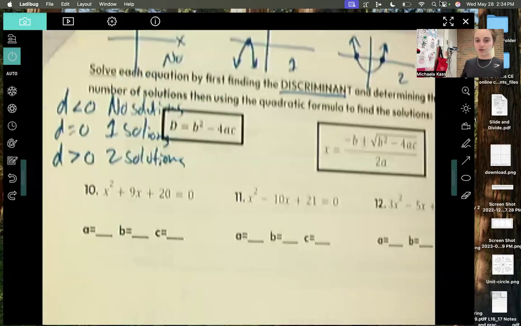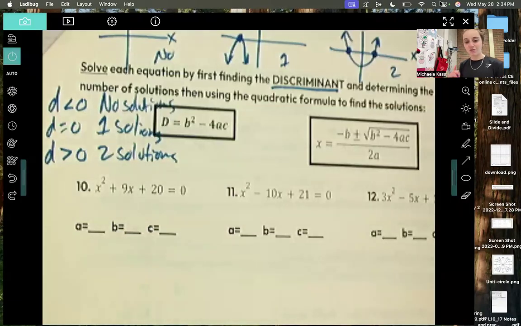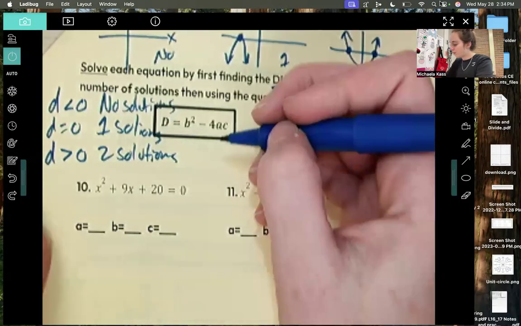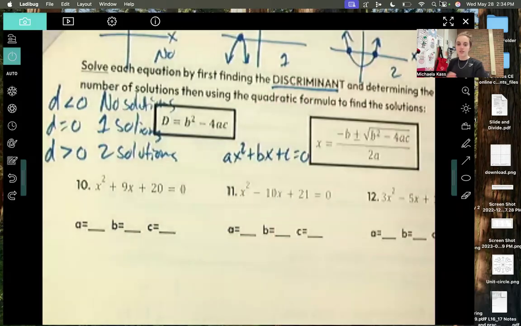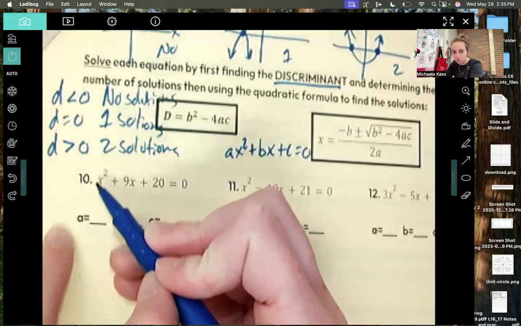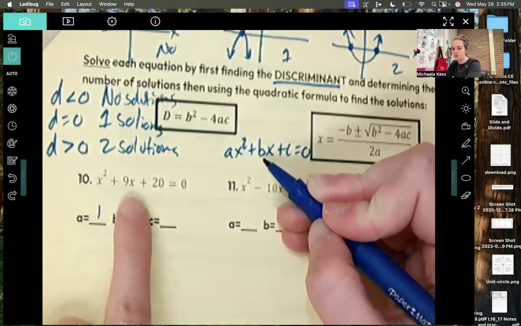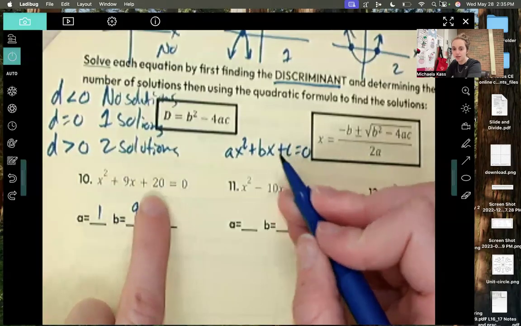All right, let's go ahead and try our first problem. First step has to be set equal to 0. Check. Second step, identify A, B, and C. Now, if you have no clue what A, B, and C are, you might want to write down the standard form for a quadratic. It looks like this. A, B, and C will never have variables. Okay, they are just the numbers attached to the variables. So A is the number attached to x squared. In this case, an invisible 1. B is the number attached to x. In this case, 9.